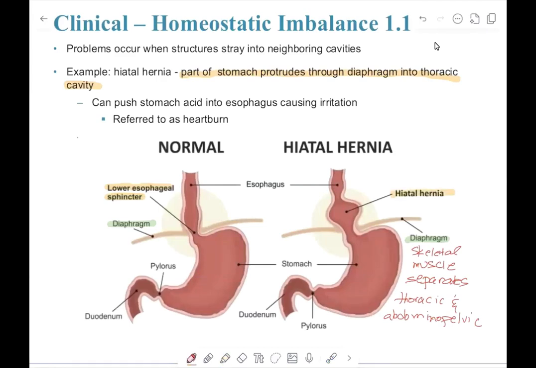So this is actually part of the stomach that should not be there. So this can be very problematic. It could cause something as simple as heartburn, but it could cause much more important problems, bigger problems like impacting the lungs and making it more difficult to breathe.